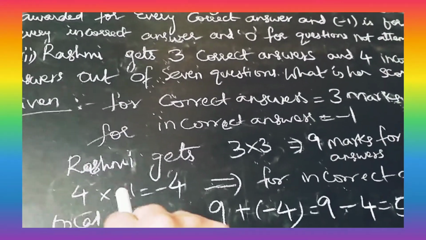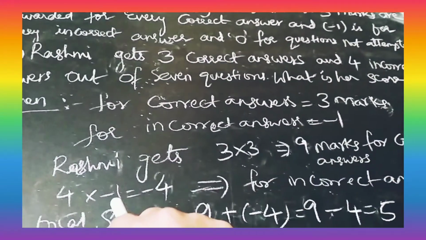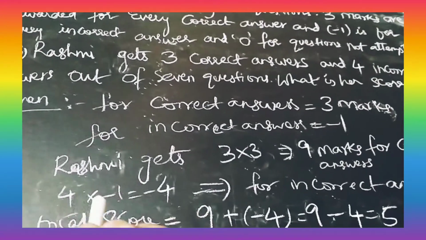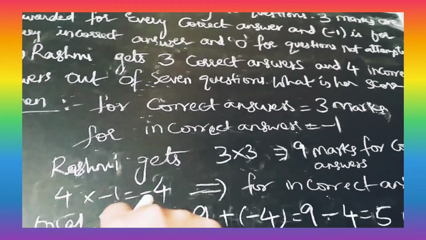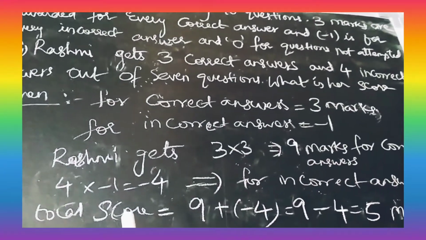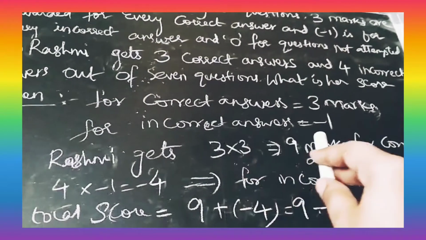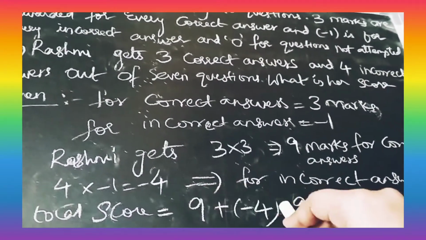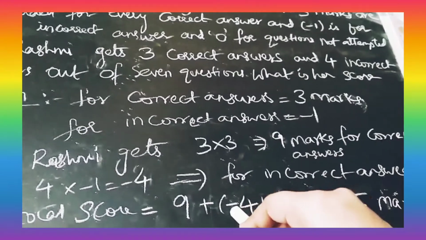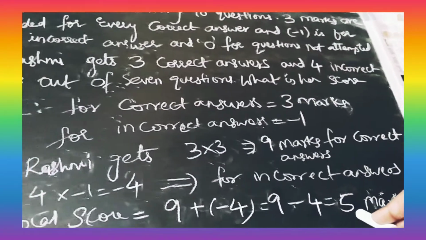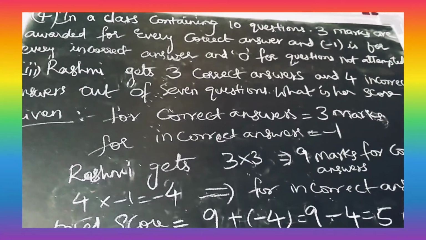4 into this minus 1. We are multiplying this with minus 1. 4 ones are 4, plus into minus is minus. Minus 4 for incorrect answers. So the total score of Rashmi is, you have to add this 9 with this minus 4. 9 plus of minus 4, it is 9 plus into minus is minus 4. 9 minus 4 is 5. So Rashmi gets 5 marks in the class.